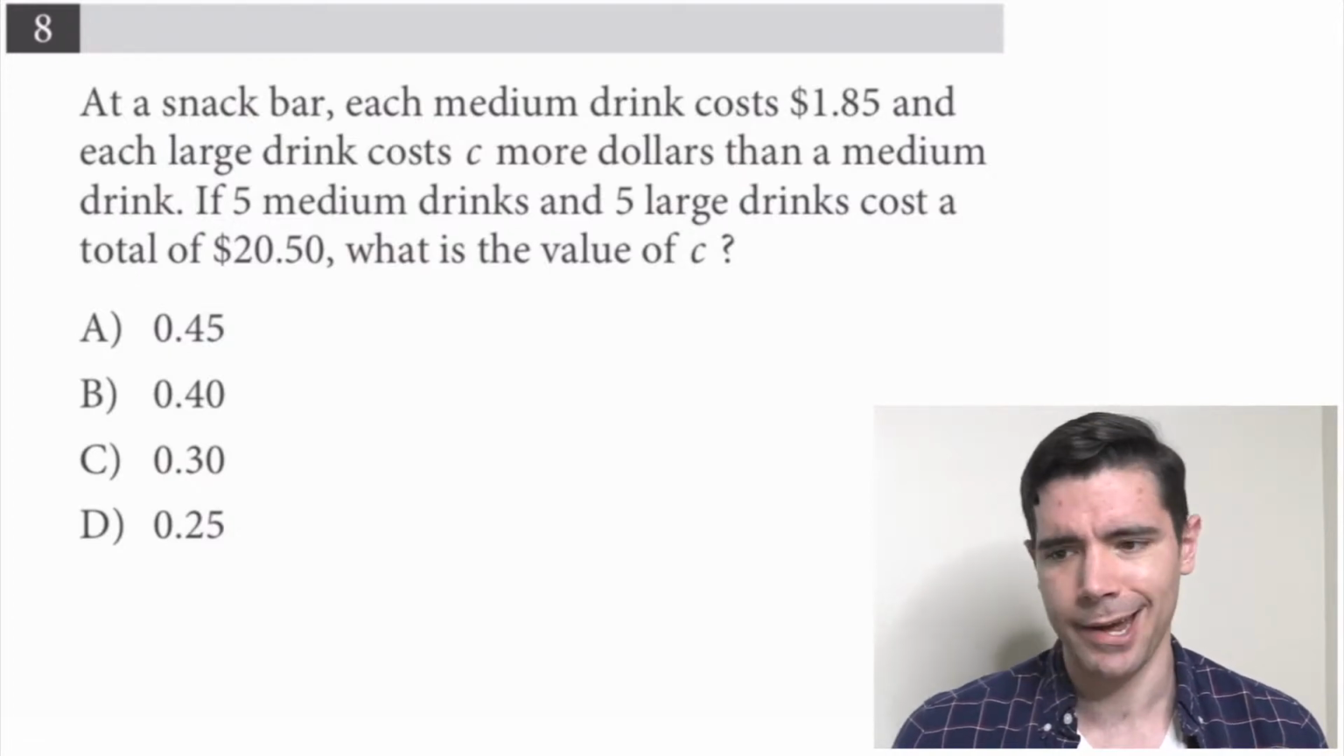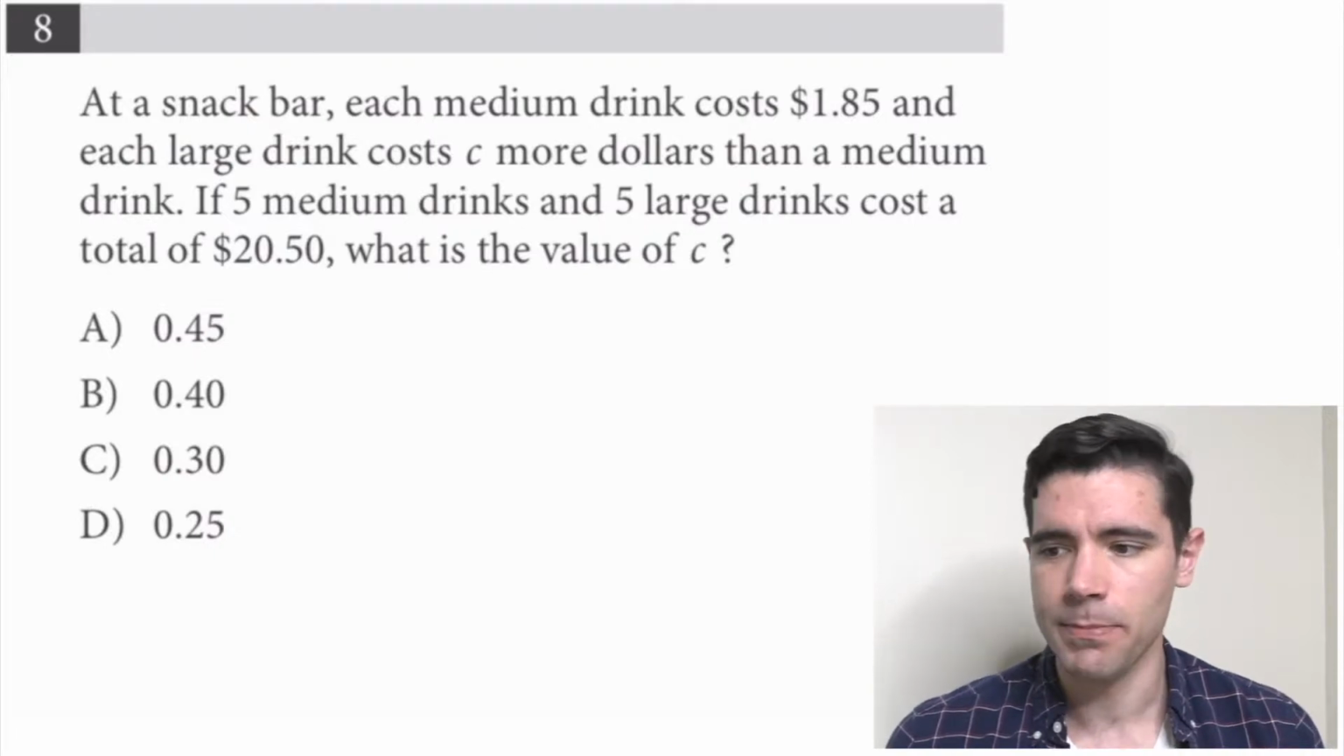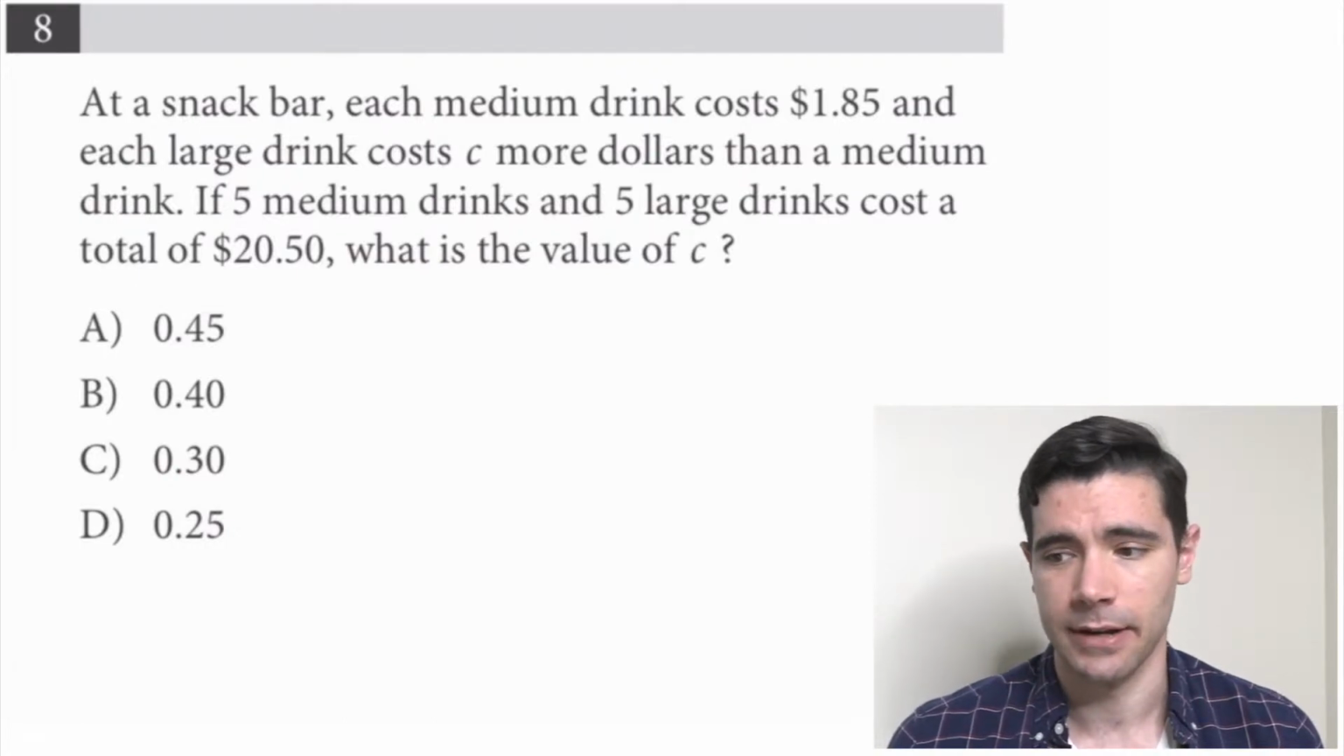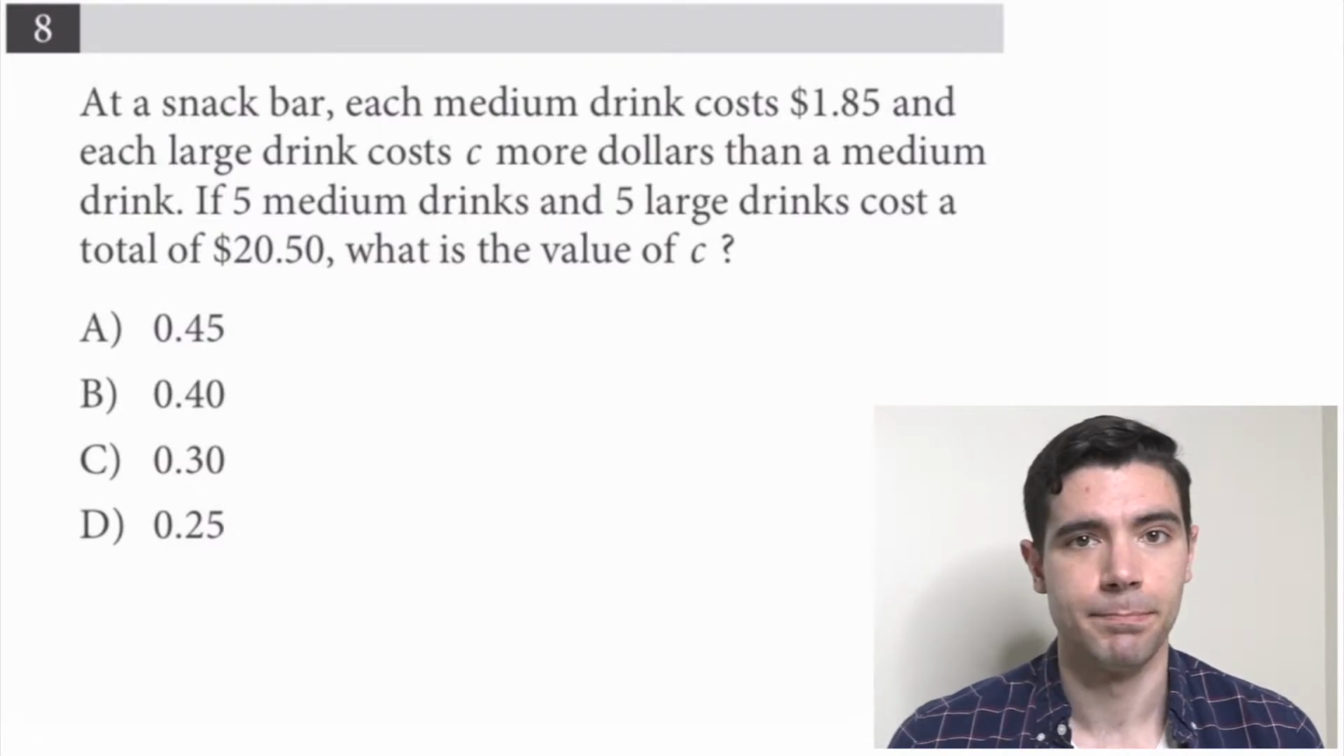It reads, at a snack bar, each medium drink costs $1.85, and each large drink costs C more dollars than a medium drink. If 5 medium drinks and 5 large drinks cost a total of $20.50, what is the value of C? Damn, big drink order.